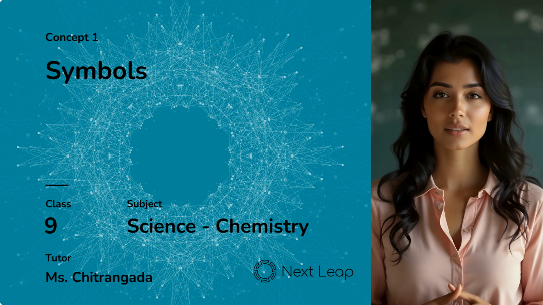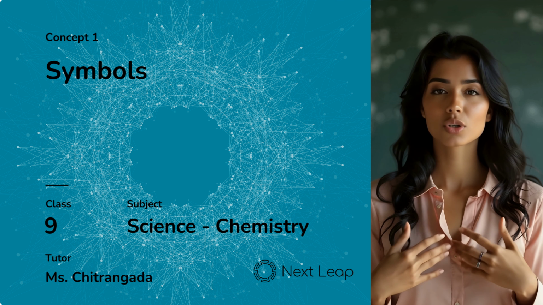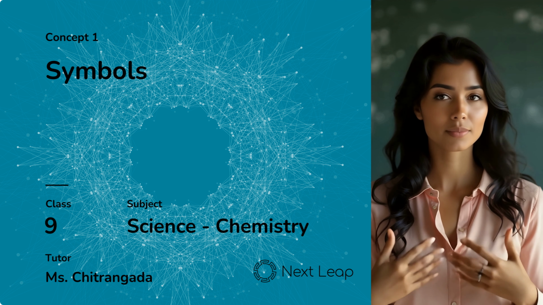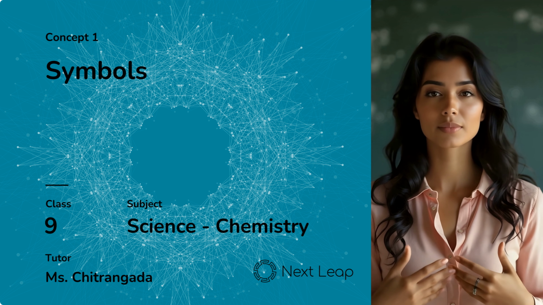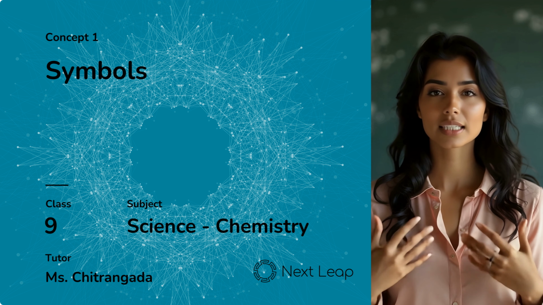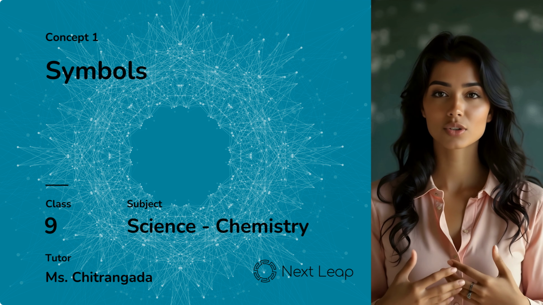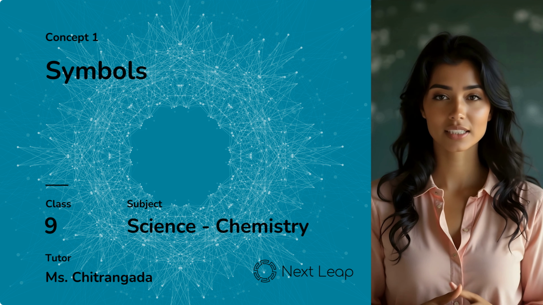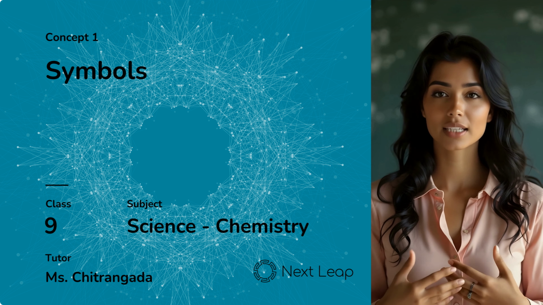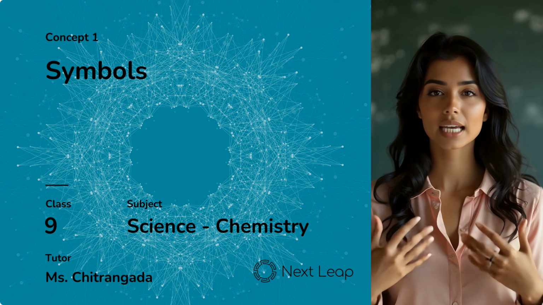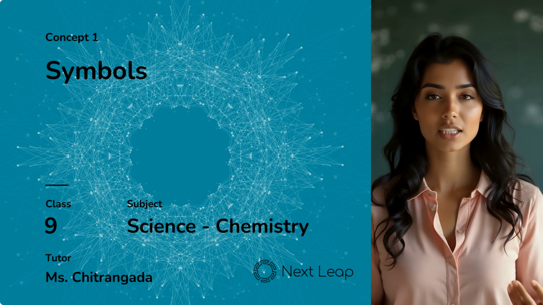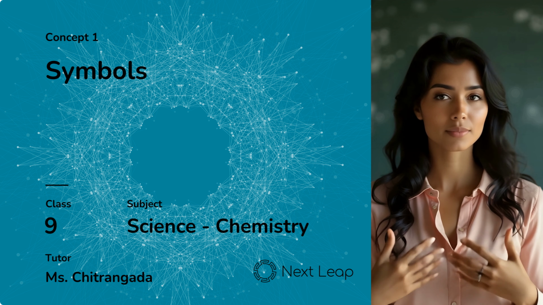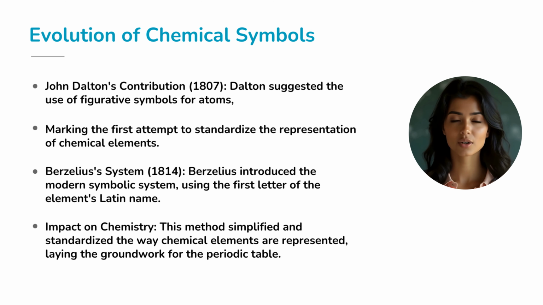But here's the thing, symbols are not just a way to write shorter, they carry important meaning. They represent both the elements and the atoms of those elements. For example, the symbol S represents sulfur, but it also tells us that each atom of sulfur weighs a specific amount, which is defined relative to the mass of a carbon-12 atom. So, when we say S, we are not just talking about sulfur, we are also talking about its atomic mass in relation to carbon. Now, how did we get here?